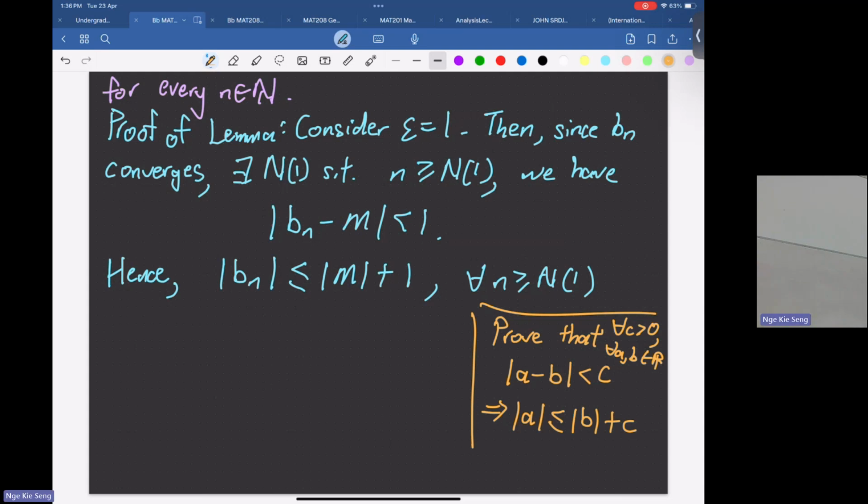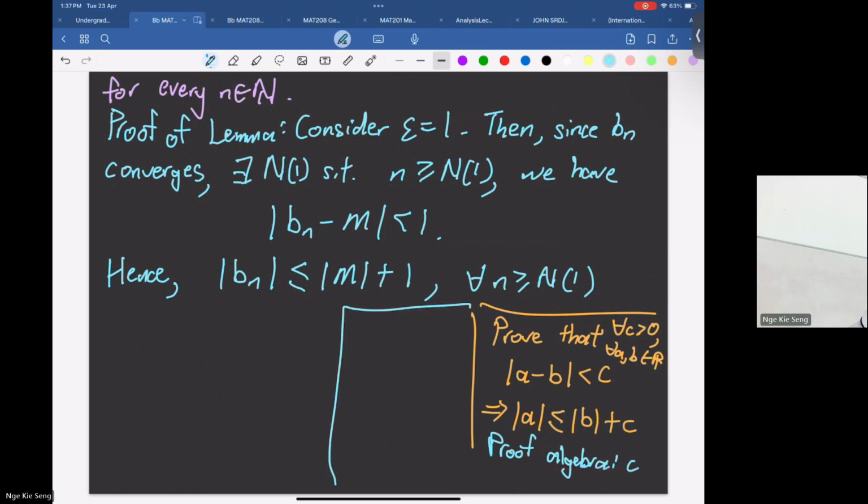Okay. But from the picture, how do you see it? So this one is an algebraic proof. Please prove it algebraically. So in the picture, how to see? Geometry, intuition.